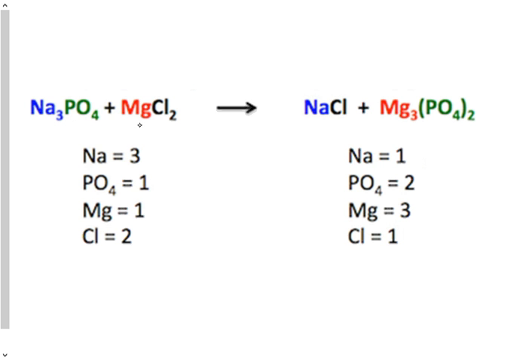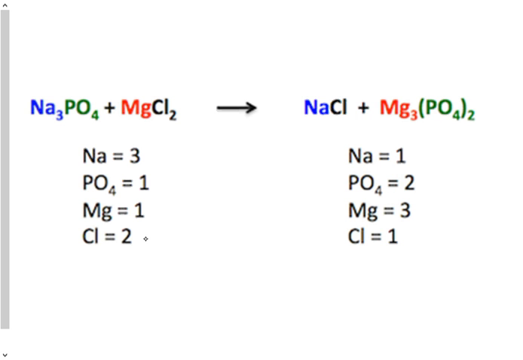Sodium phosphate and magnesium chloride are my reactants. Let's go through each one. I've got Na3. Sodium is 3 here, there's a little 3 there. Ooh, I see I've got a polyatomic PO4 here, so I'm going to call that 1 PO4 because that's a polyatomic. I've got 1 magnesium, and I've got 2 chlorines.